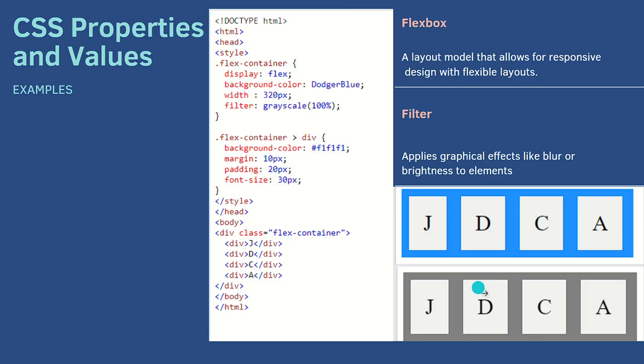So as you can see, our first div or container right here has the color of blue and white. Then when we have this filter property, it becomes gray. And that is all my example for CSS properties and values.